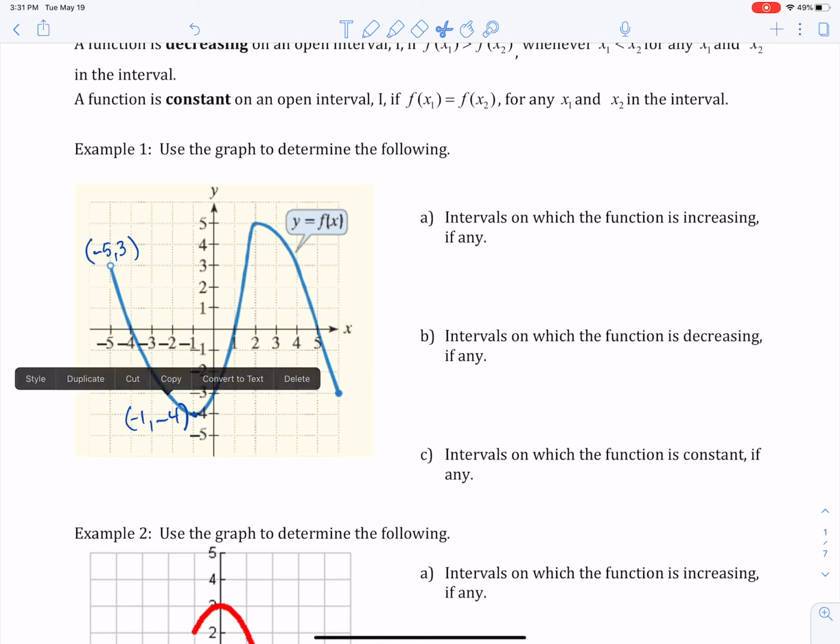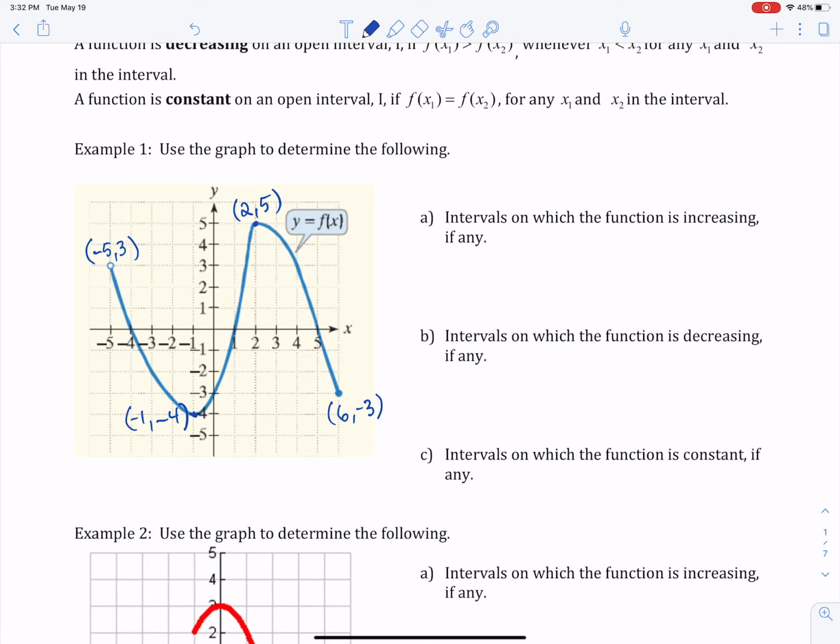Another top value here is when x is equal to 2, the y value is 5, and then the last one, a minimum value here, is when x is equal to 6, the y value is -3.